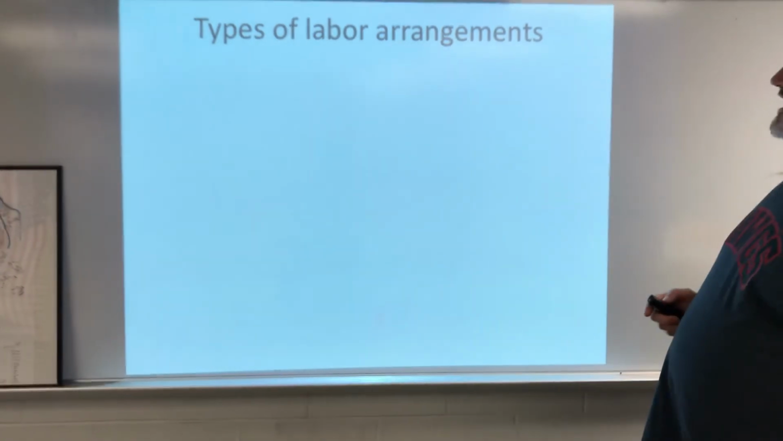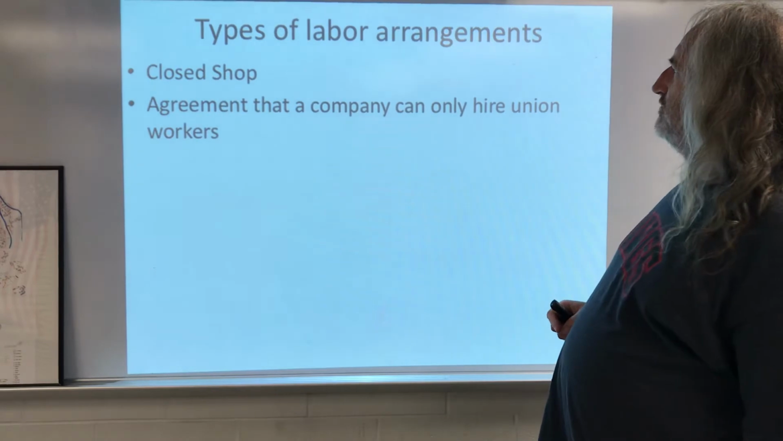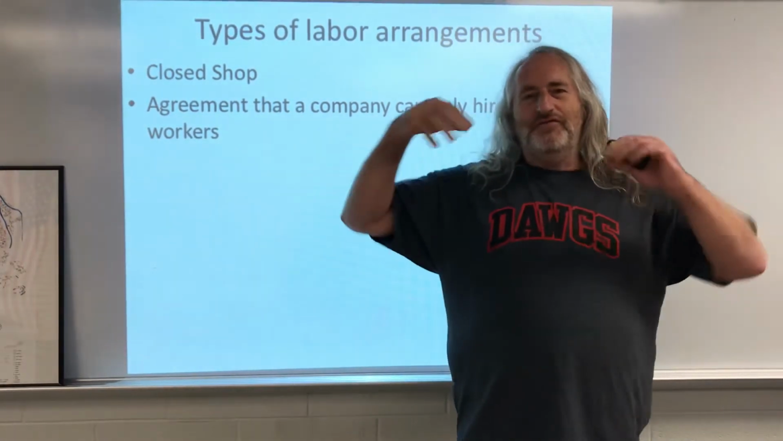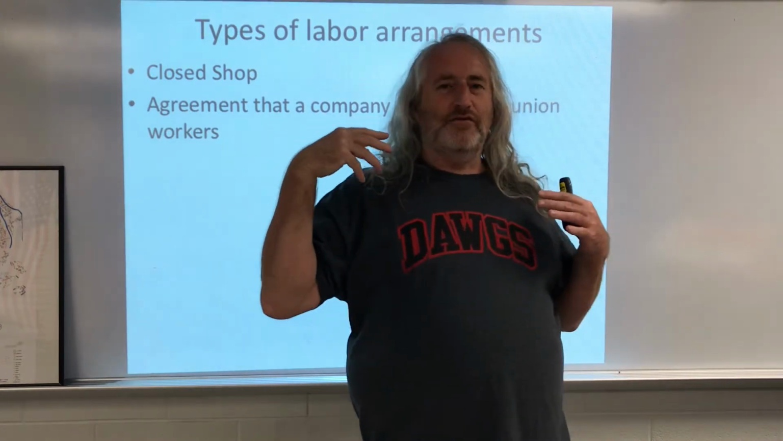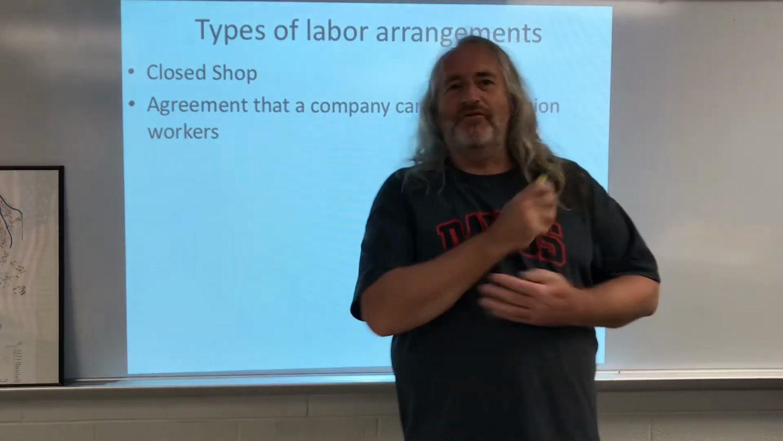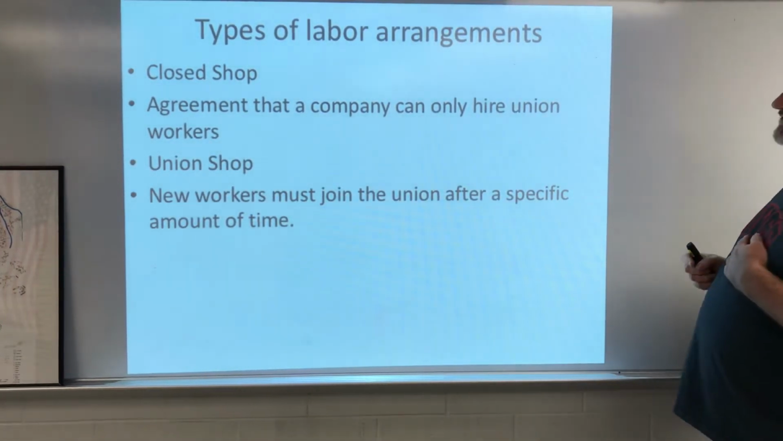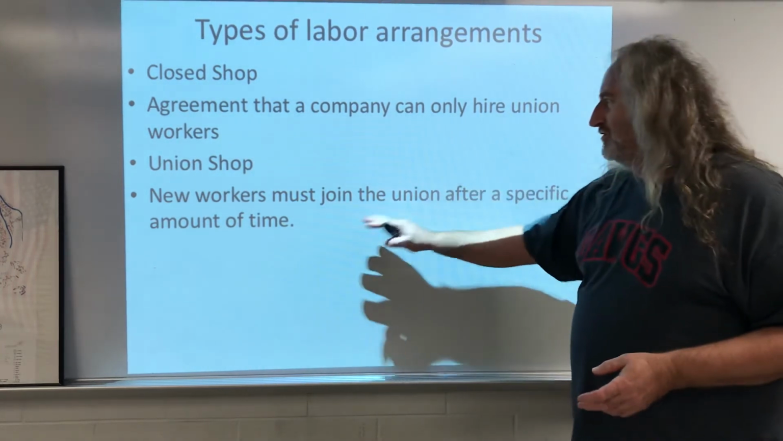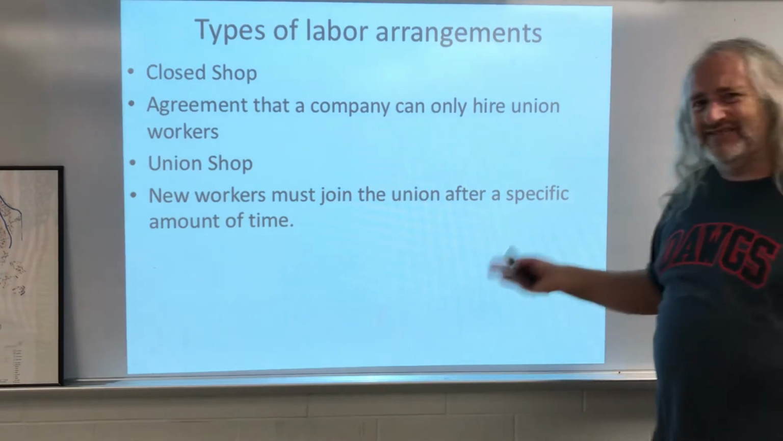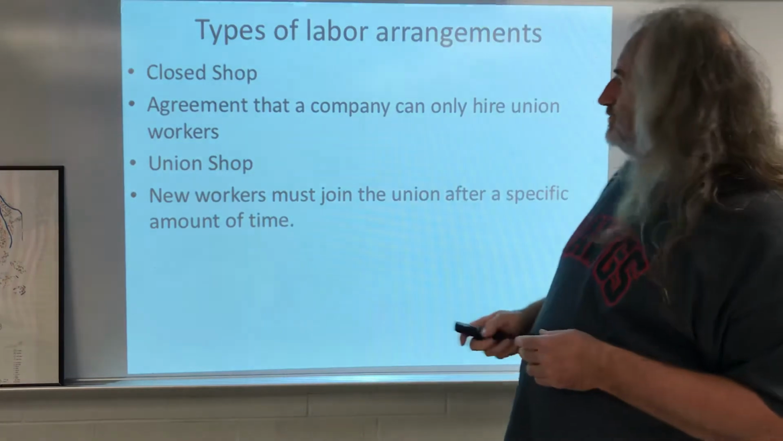We'll close up looking at types of labor arrangements. There's something called a closed shop, which means it's an agreement that a company can hire only union workers. So if you live in a state that permits closed shops, if you're going to get a job, you have to join the union before you can work there. There's also something called a union shop, which means you can get a job without joining a union, but you have a period of time, let's say 90 days, in which you either need to join the union or you can't work there any longer.